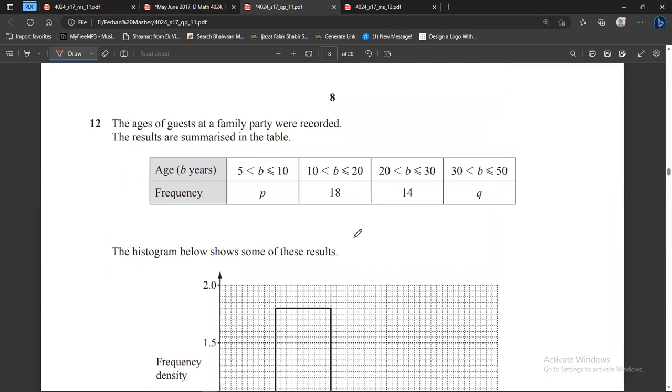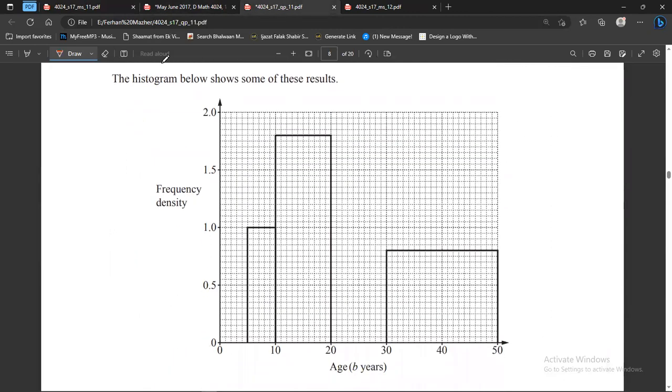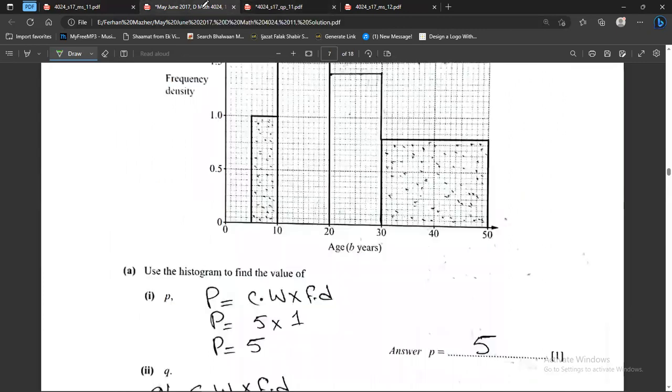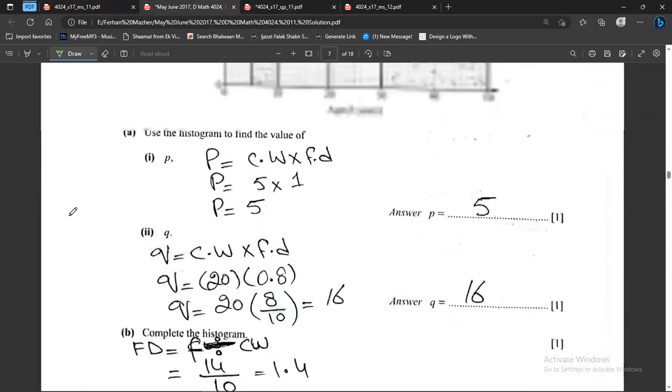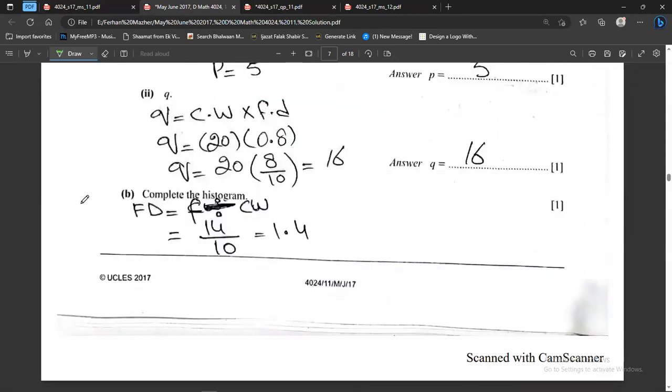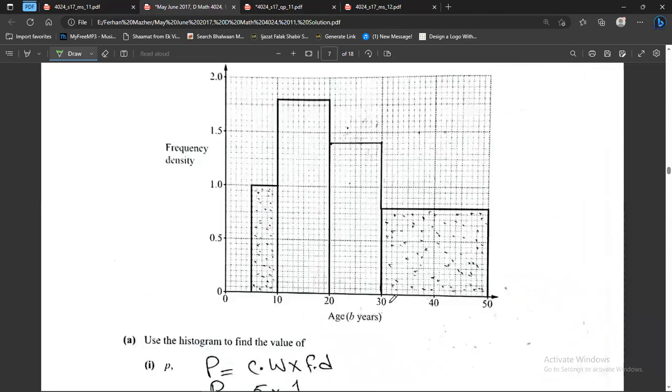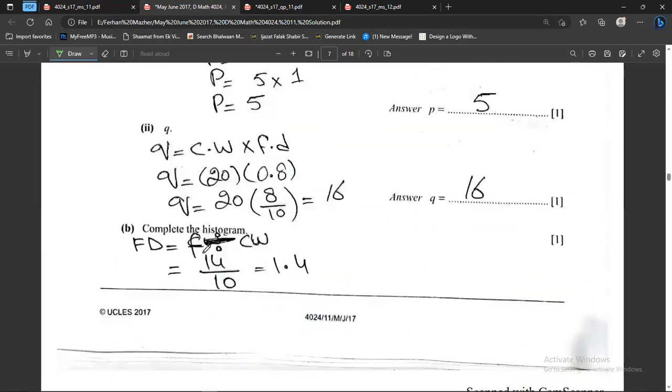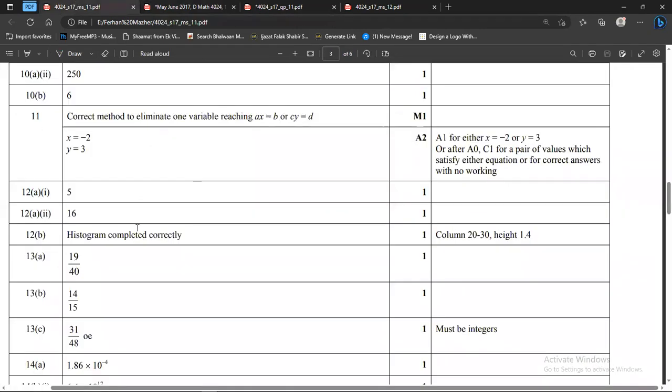Then he says, find the value of Q. Where is Q? Q is this one, so I will find the area of this. Very simple. The area of this will be equal to Q. Q will be equal to the class width multiplied by the frequency density. The class width here is 20 and the frequency density is 0.8. So Q will be 20 into 8 by 10, so it will be 2 into 8, and that is 16. So the Q value will be 16.